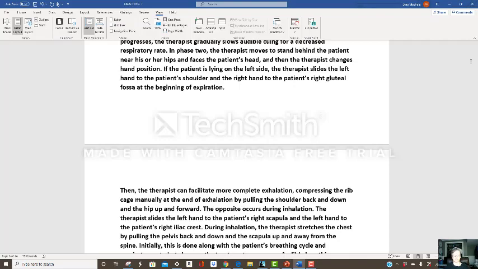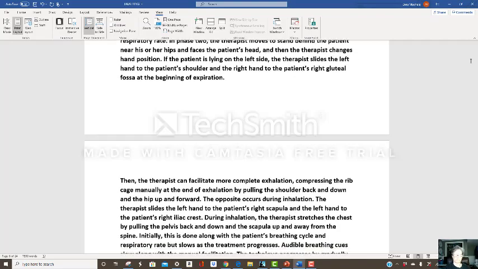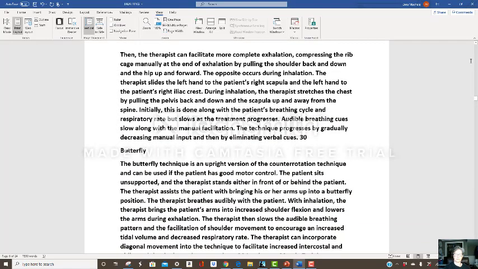Then, the therapist can facilitate more complete exhalation, compressing the rib cage manually at the end of exhalation by pulling the shoulder back and down and the hip up and forward. The opposite occurs during inhalation.